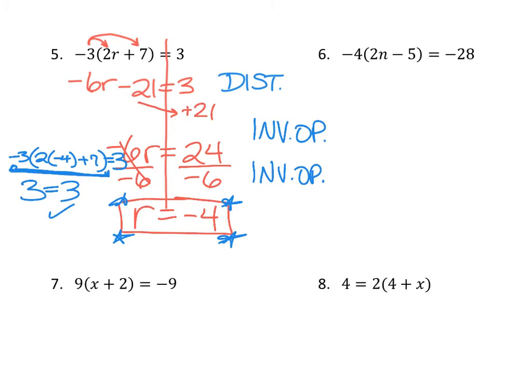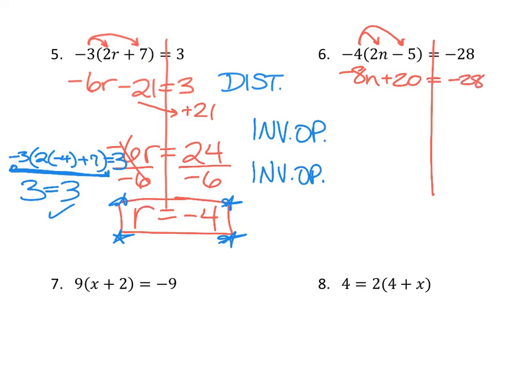We're going to try number 6. Same steps. We notice that we have a number in front of our parentheses, which means what are we going to do with it? What's that called? Yeah, distribute. We're going to distribute the -4, which is multiplying. -4 times 2n, absolutely -8n. -4 times -5. Negative times negative is a positive 20. Very good.